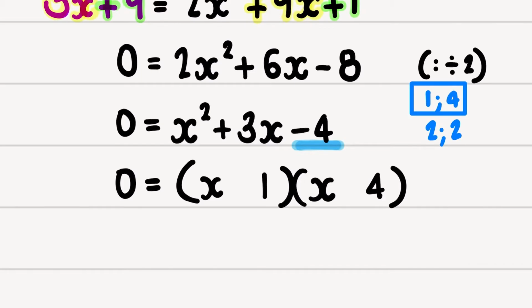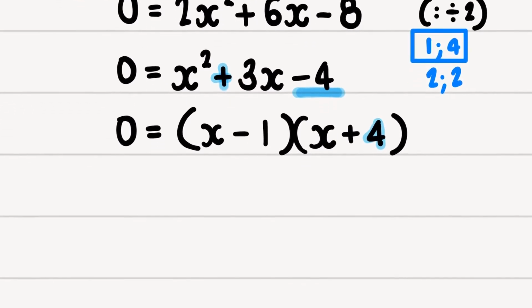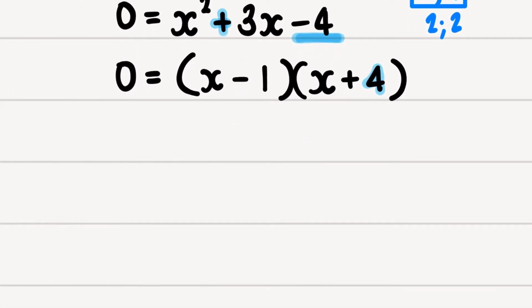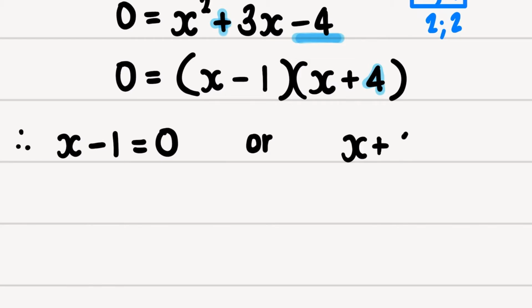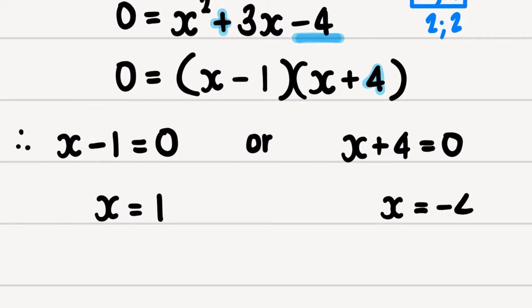So I look at my middle term. My middle term was a plus. So that means that the bigger number gets the plus. So I have the 4 being plus and the 1 being minus. Now I'm going to get a value for x. So that means that x minus 1 equals 0, or x plus 4 equals 0. If x minus 1 equals 0, that means that x is equal to 1. If x plus 4 equals 0, x is equal to negative 4.